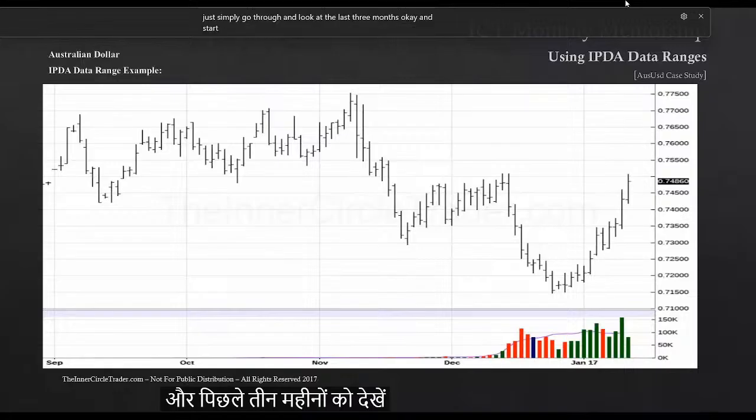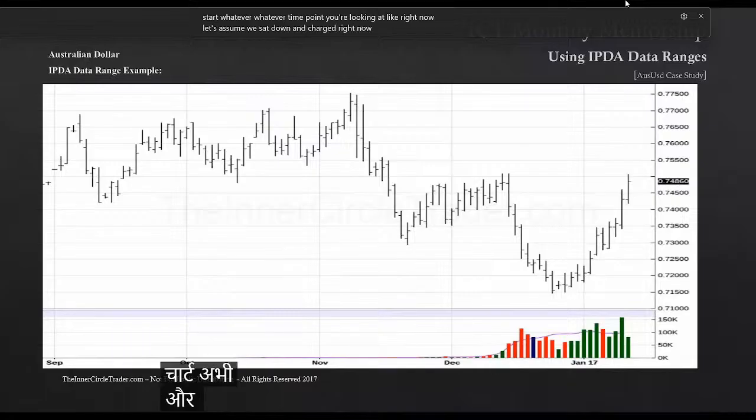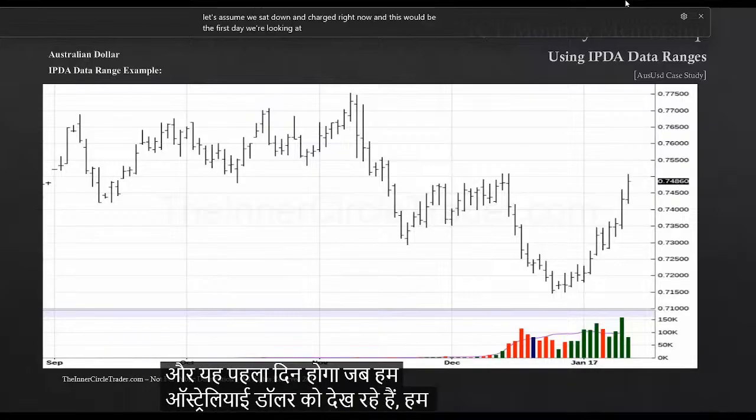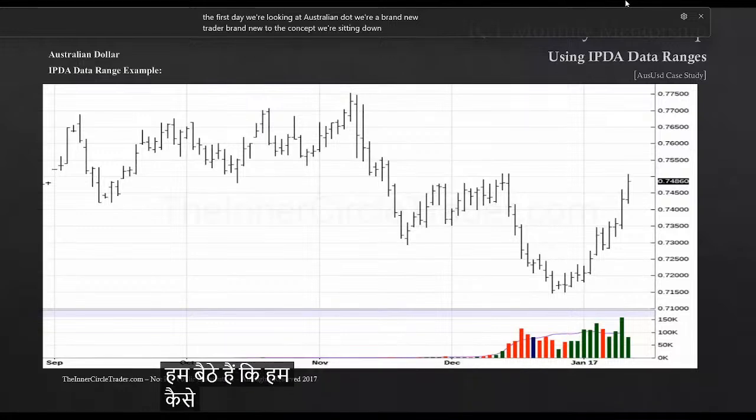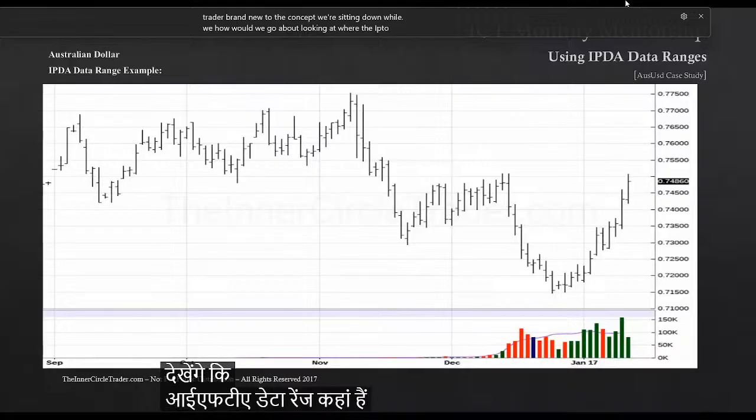Start whatever time point you're looking at. Like right now, let's assume we sat down with the charts right now, and this would be the first day we're looking at Australian dollar. We're a brand new trader, brand new to the concept. We're sitting down. How would we go about looking at where the IPDA data ranges are?